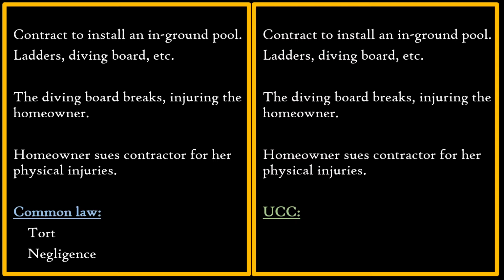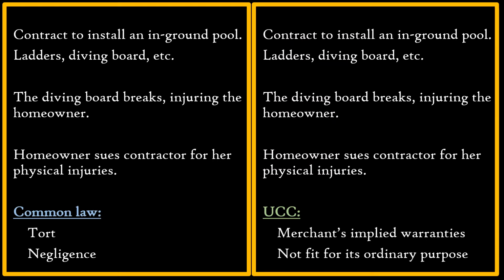In the UCC, however, the homeowner would sue under what is called a merchant's implied warranty, or an implied warranty of merchantability. In an implied warranty of merchantability, the merchant warrants that the goods are fit for their ordinary purpose. So under a UCC lawsuit, the homeowner would just need to show that the diving board was not fit for its ordinary purpose. Now, what would a lawyer do?